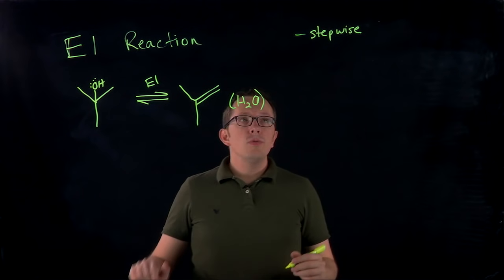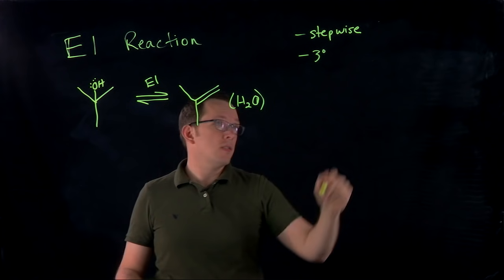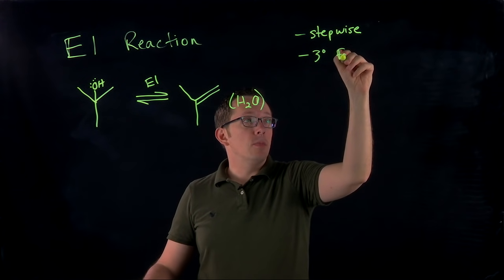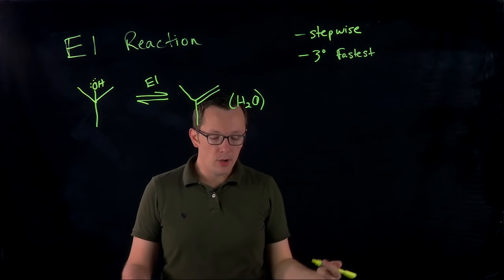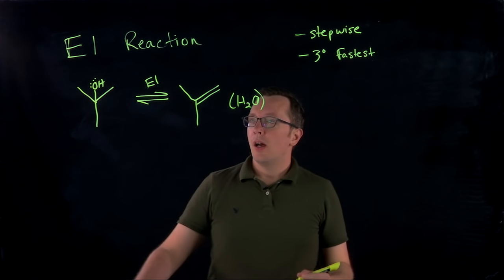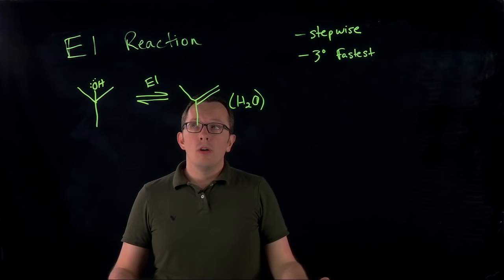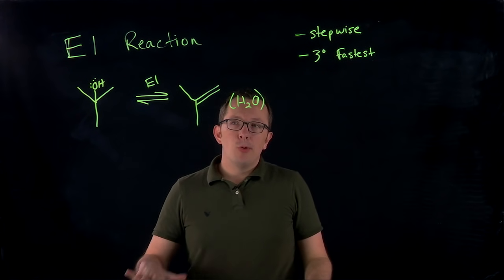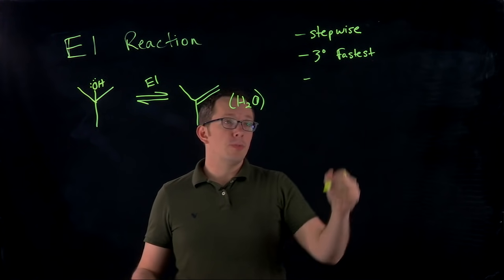Again, just like E2 reactions, E1 reactions favor tertiary substrates. So tertiary substrates are going to be the fastest, then secondary, and then primary. Right? Another unique thing about E1 mechanisms is that you're always going to favor forming the most stable product. So you're always going to obtain the thermodynamic low energy product.